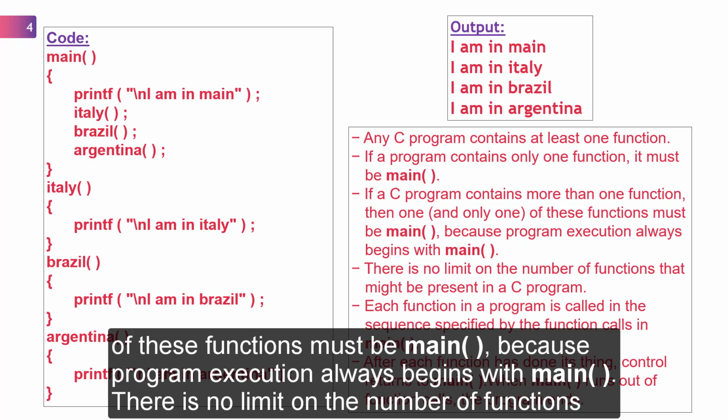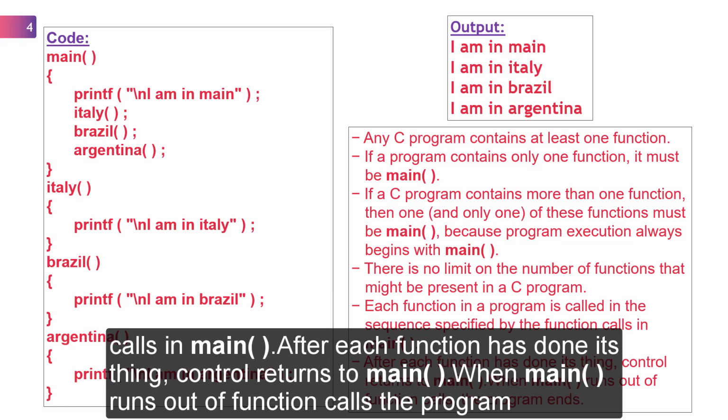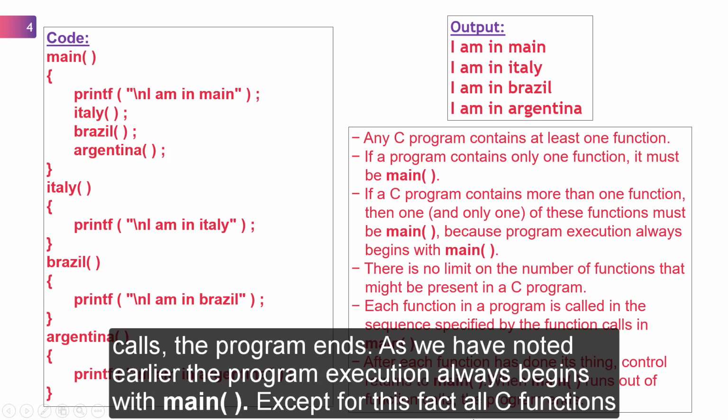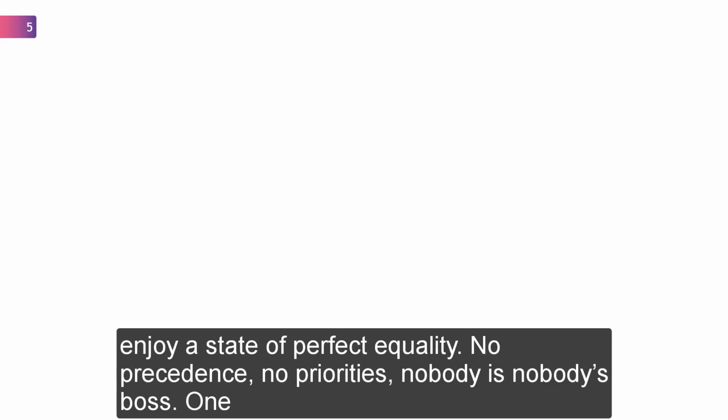There is no limit on the number of functions that might be present in a C program. Each function in a C program is called in the sequence specified by the function calls in main. After each function has done its thing, control returns to main. When main runs out of function calls, the program ends. As we have noted earlier, the program execution always begins with main. Except for this fact, all C functions enjoy a state of perfect equality. No precedence, no priorities, nobody is nobody's boss.